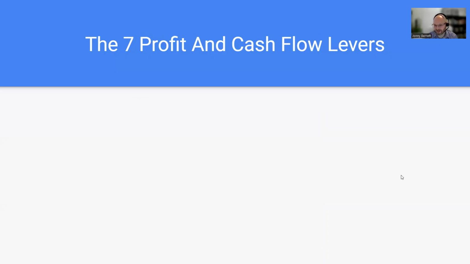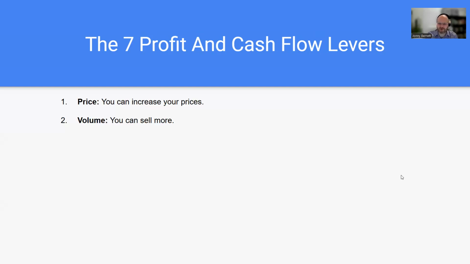I go through each one of these seven profit and cash flow levers in a lot of detail. So if you want specifics about one of them, again, go back and check that out. But I want to bring these up here. So the first one is price. You can increase your prices, and obviously that's going to increase your profit. Number two, volume, you can sell more.